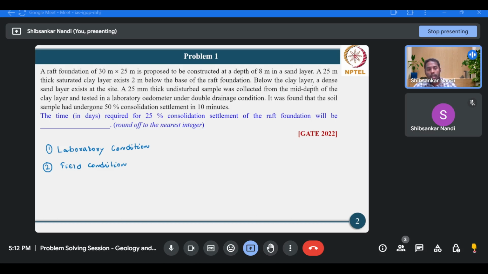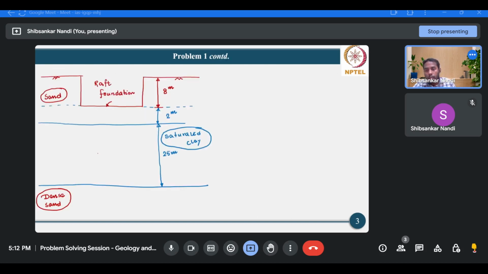mid depth of the clay layer. So if this is the mid depth, suppose from here a sample is collected, and the thickness of this sample is 25 mm. So this is tested in the laboratory.